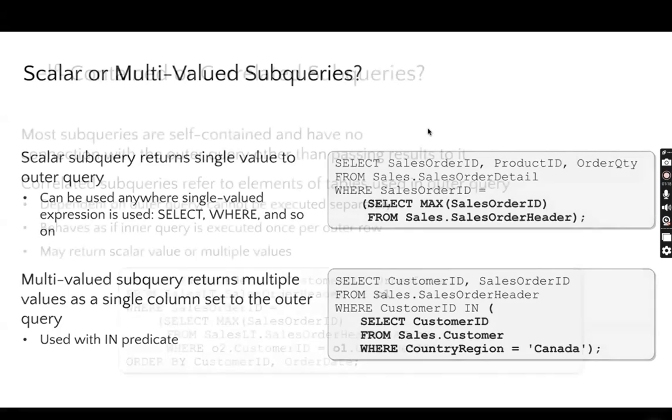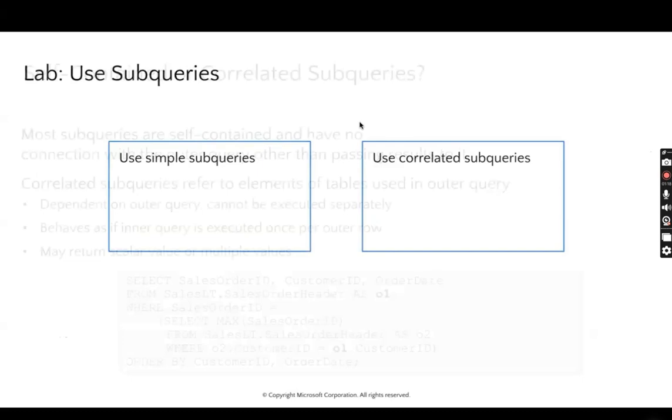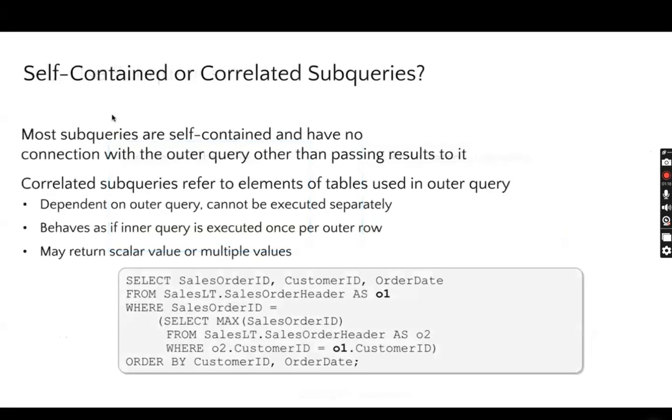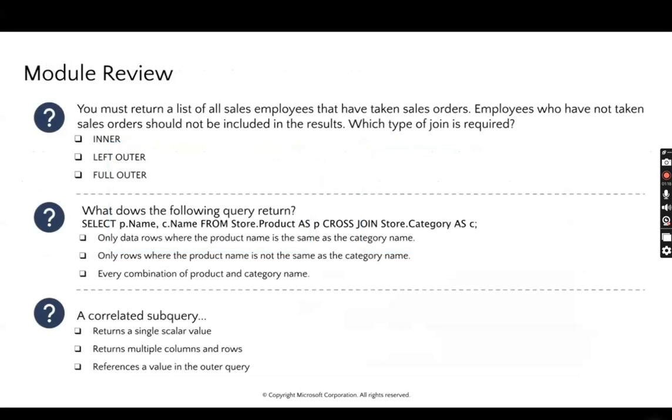Okay. Then after that, this is not your concern, guys. You can skip this part, self-contained or correlated, because these are now deprecated by Microsoft itself, right? So don't go into self-contained or correlated subqueries. This we have already done, like we used simple subqueries and correlated subqueries. We are not going to cover them because Microsoft has disabled those features of using self-contained or correlated subqueries. And now again a module review.